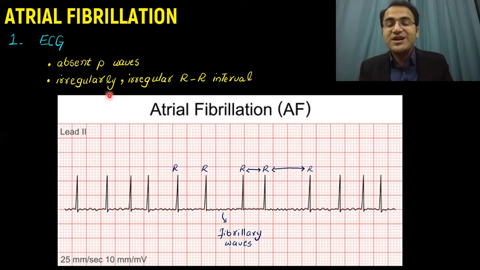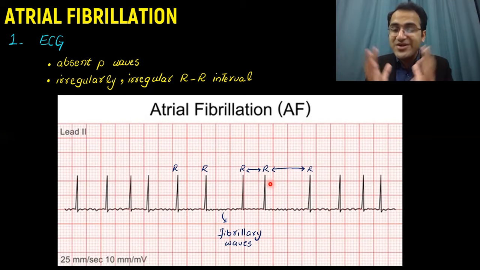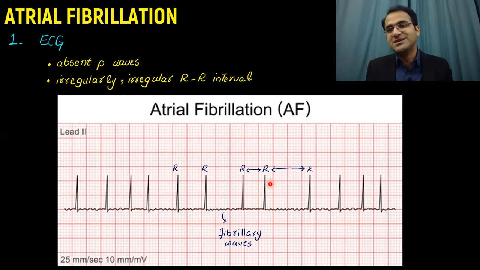Coming to the second point, irregular RR interval. Now, if you see, these QRS complexes show ventricular contraction, and look how confused the ventricles are right now. Sometimes they are contracting at a faster rate, sometimes they slow down, and sometimes they take a very long gap. So that shows that the ventricles are contracting at an irregular rate. Therefore, you find an irregular pulse.